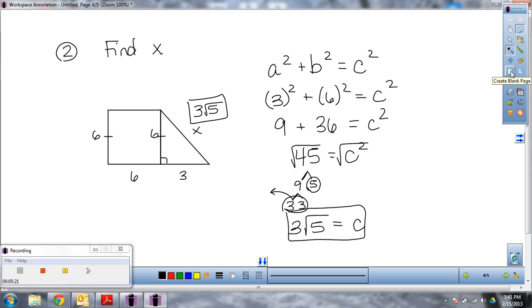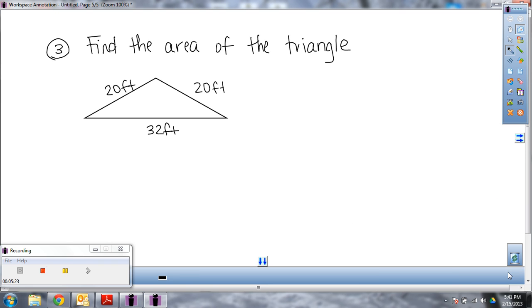One final example is to find the area of the triangle. I have my diagram here. My base of the triangle is 32 feet, and each side is 20 feet, which means we know that this is an isosceles triangle. If I want to find the area of the triangle, I need to use my area formula. I know that the area of a triangle is 1/2 base times height. I know the base of my triangle, but I don't know the height.